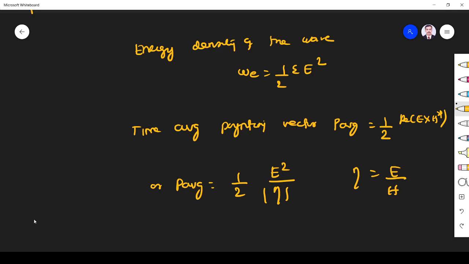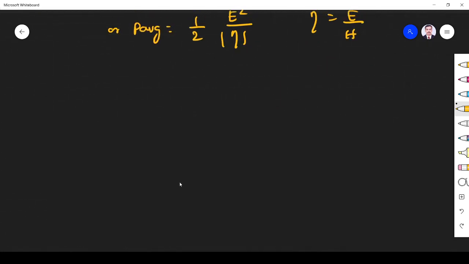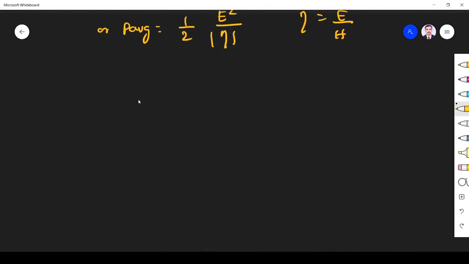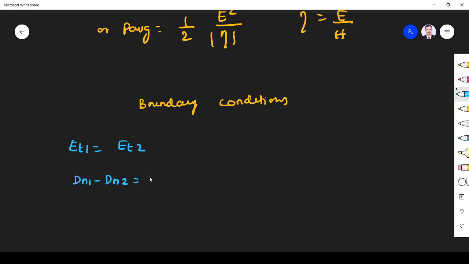Next thing we have to remember is wave boundary conditions. Boundary conditions are very, very important. So in boundary conditions, what we know for electrostatics is that the tangential component of electric field is the same. Similarly, D_N1 minus D_N2 is ρs.